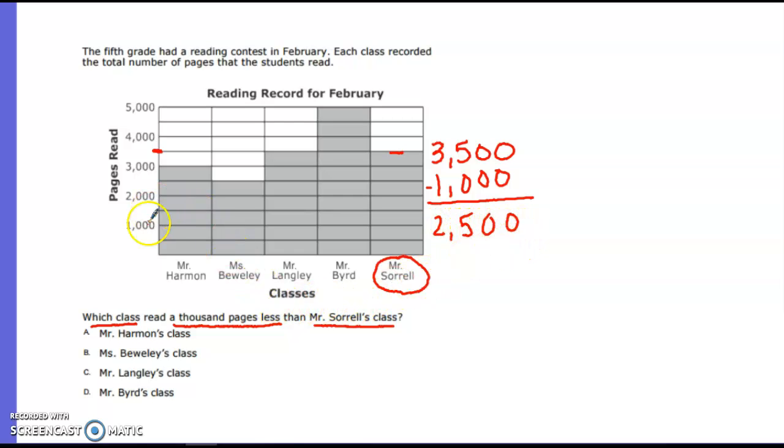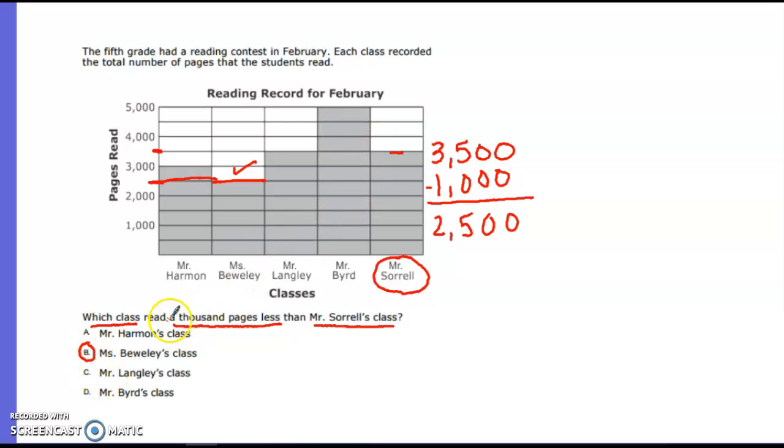Let's see if we can find one. Here's 1,000. Here's 2,000. So 2,500 should be between 2,000 and 3,000. That's not Mr. Harmon. Oh, Miss Bewley's class looks like it falls under 2,500. So let's see if we find Miss Bewley's class in our answer choices. That would be choice B.